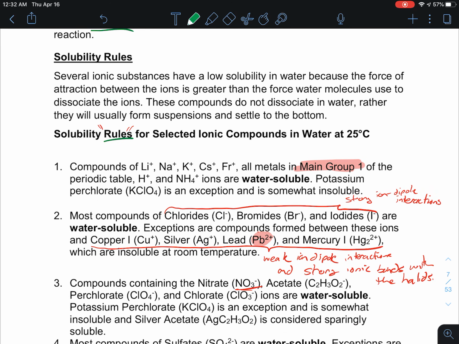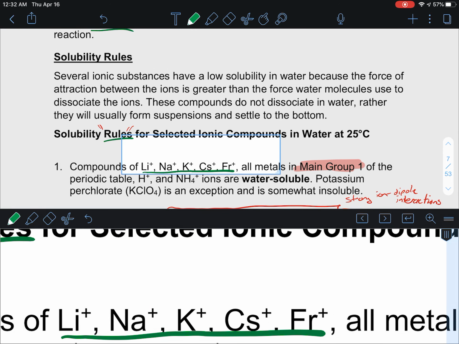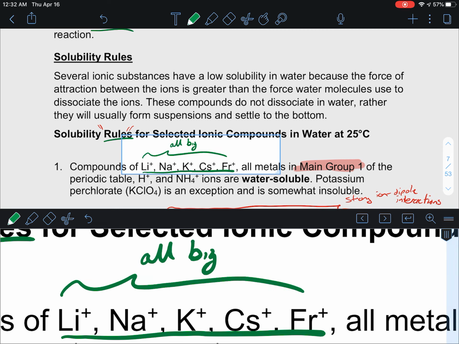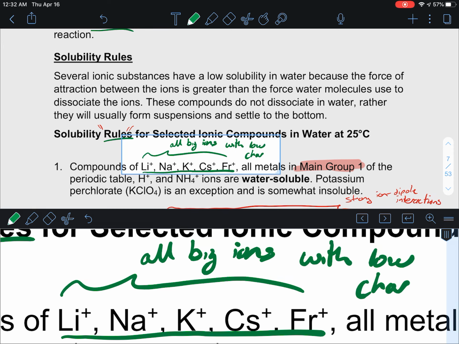So, for example, all of the single-charged elements in the first column of the periodic table are the biggest elements in their row, and they also have a very small charge. So these all end up becoming water soluble. So these are all large, big ions with low charge.